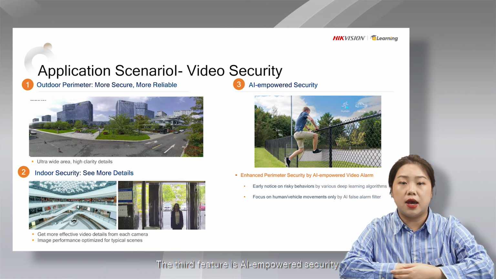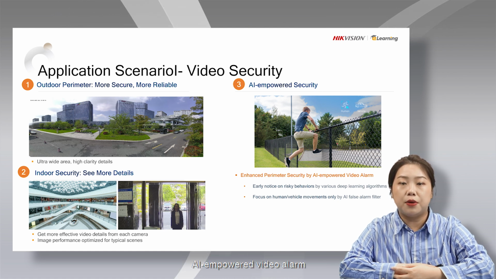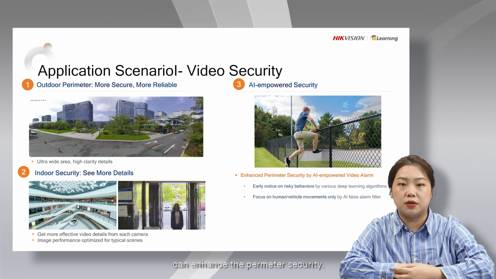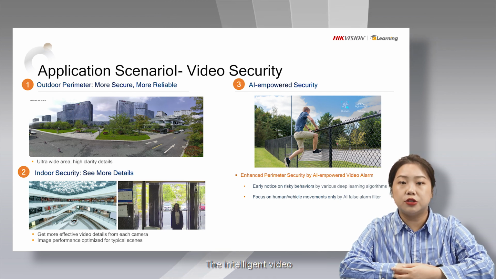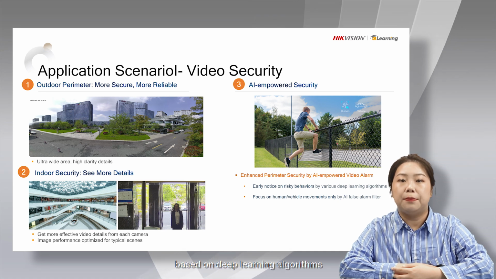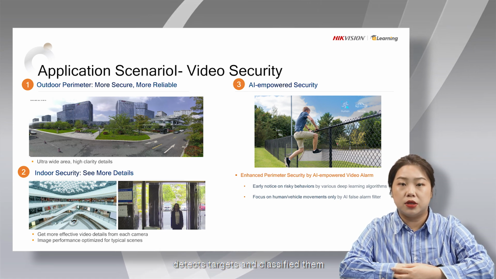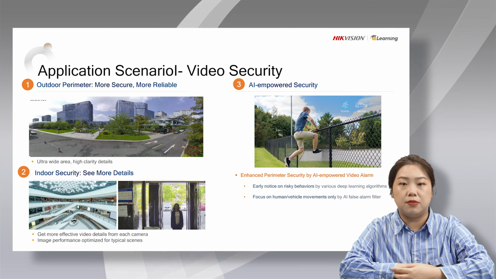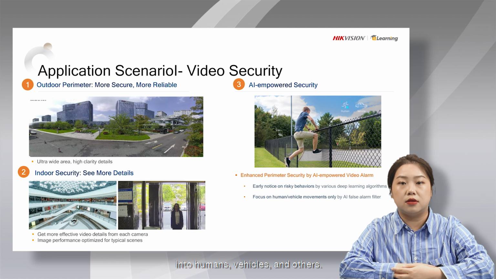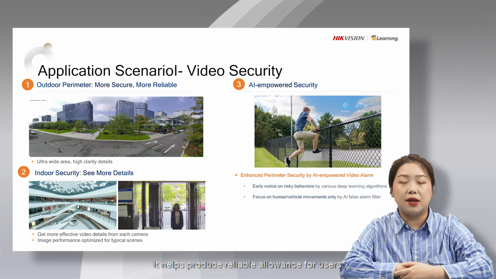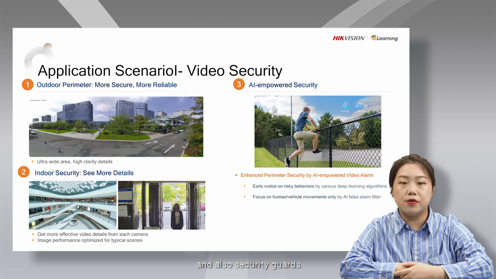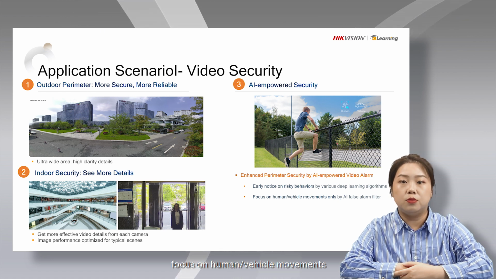The third feature is AI-empowered security. As shown in this captured picture, AI-empowered video alarm can enhance the perimeter security. The intelligent video analysis technology based on deep learning algorithms detects targets and classifies them into humans, vehicles, and others. It helps produce reliable alarms for users, thus early notice on risky behaviors by various deep learning algorithms, and also security guards focus on human vehicle movements only by AI false alarm filter.